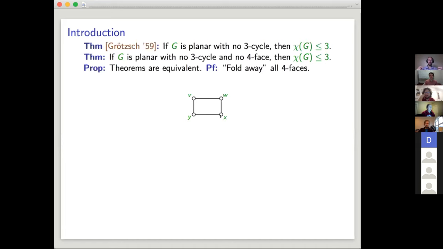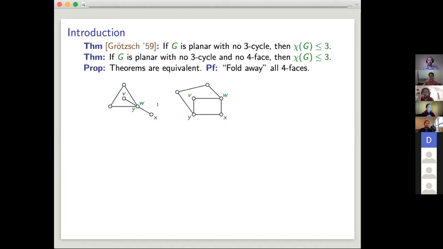And what you want to do is fold them away, like so. So you want to identify W and Y. And if you can do that, then you could proceed by induction. Another way to think about it is you can repeatedly fold away all the four faces until there's no four faces left. And then you can invoke this seemingly weaker theorem. Now, the problem with trying to do something like this is that you might create a three cycle, right? Maybe you didn't have a three cycle, but then when you identify W and Y, you create a three cycle. That is something we want to avoid.